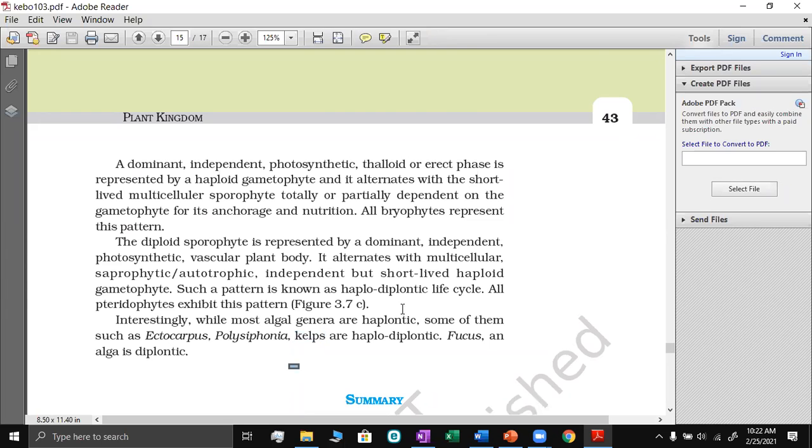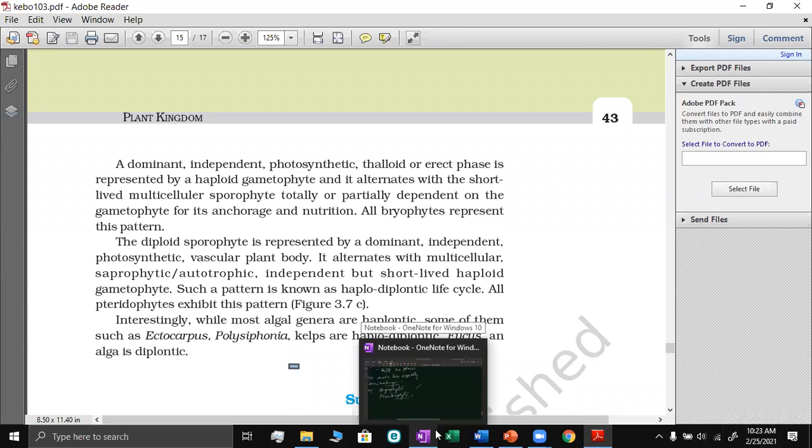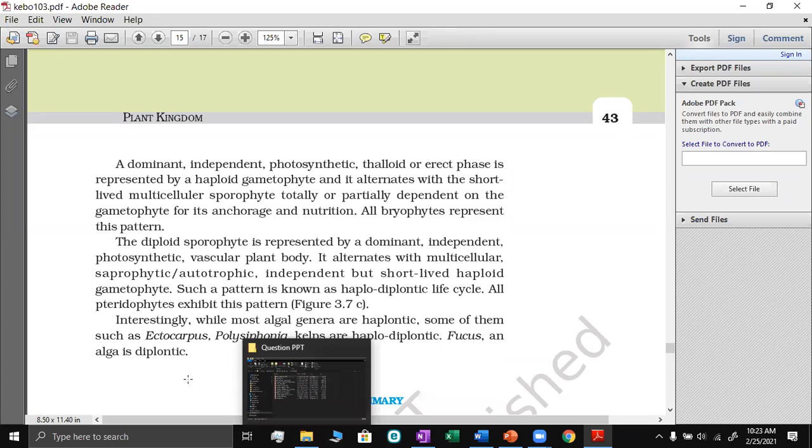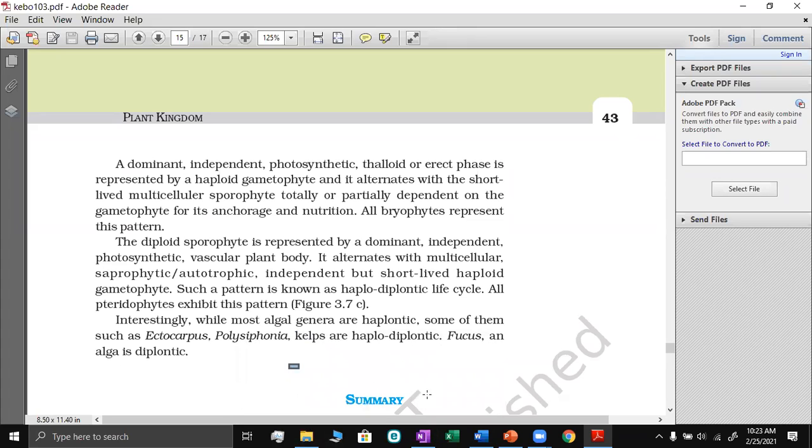Now we will see some, okay, only 5-10 minutes is left. So we can solve some question today. Only 5 minutes is left. Do you have any question? If anything you want to ask.